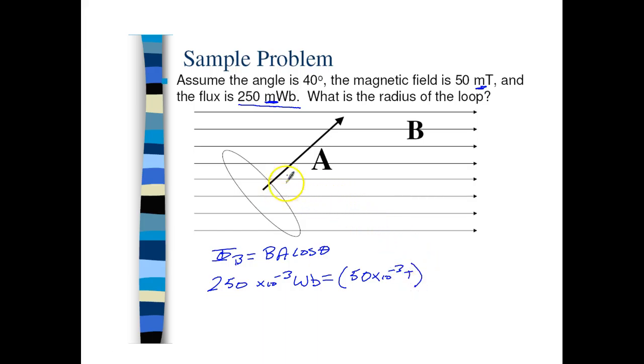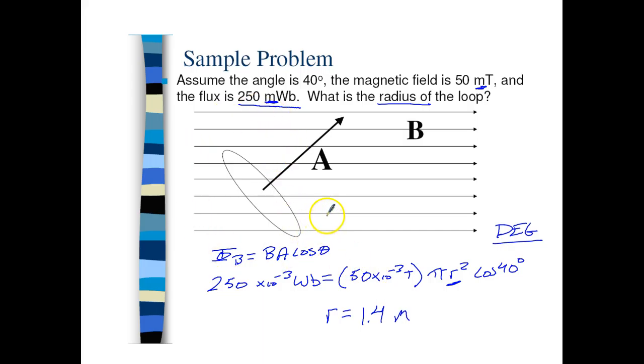That's equal to a 50 millitesla magnetic field, so this is 50 times 10 to the negative third teslas, and now we need to do the area, so that would be pi times r squared times the cosine of 40 degrees. You want to make sure that you are in degrees and not in radians when you do this one. They want to know what is the radius of the loop, and so that's what we're looking for is the r. If you go through and do your math, you should end up with a radius of 1.4 meters.